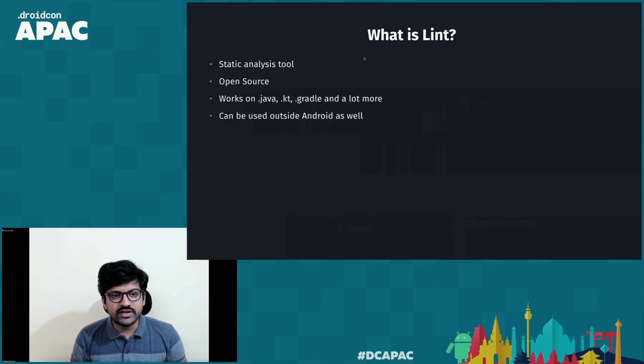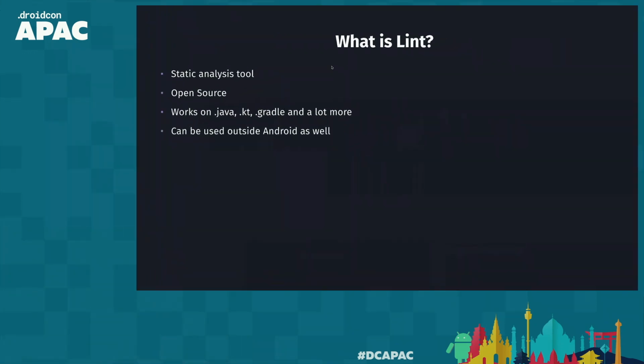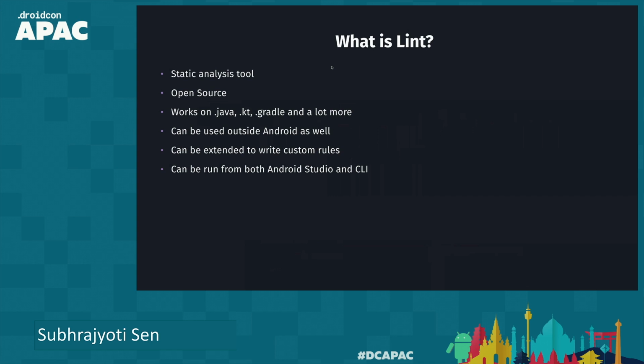It can be used outside Android as well. So if you're working on a non-Android Kotlin project, you can make use of lint rules there as well. The lint API is pretty extensible and you can extend it to write custom lint rules. And this is one of the main topics for this talk. You can run lint both from Android Studio as well as from the command line. So if you want to run lint checks on your continuous integration pipeline, you can do so.